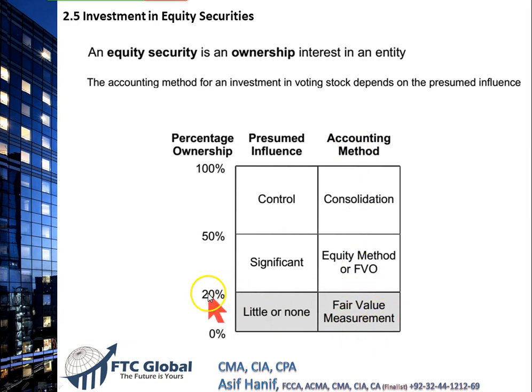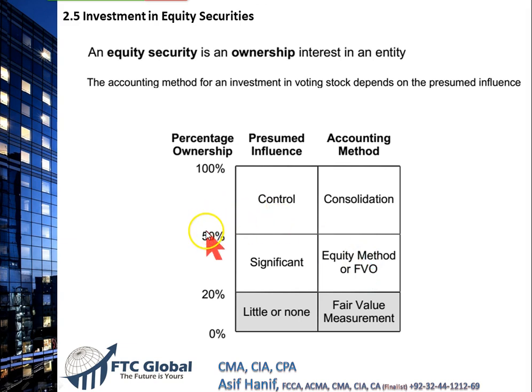If your investment is between 20 to 50%, it means you exercise significant influence. When you exercise significant influence, then the accounting method, the options available is equity method or the fair value through OCI, fair value through other comprehensive income, or in other words it's called fair value option. We will discuss this in detail today. Equity method is a separate topic discussed in 2.6 already.